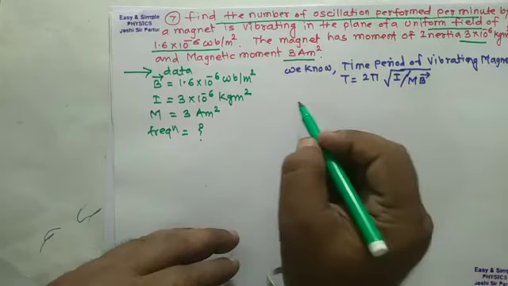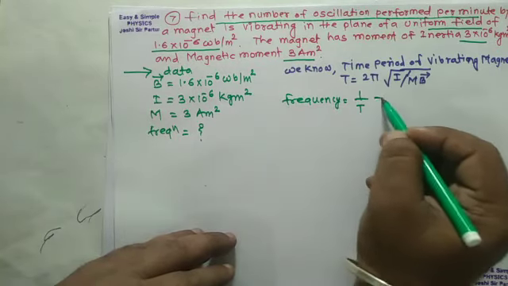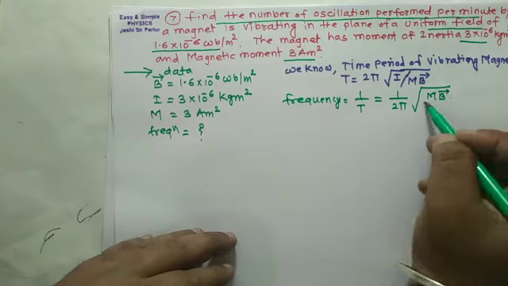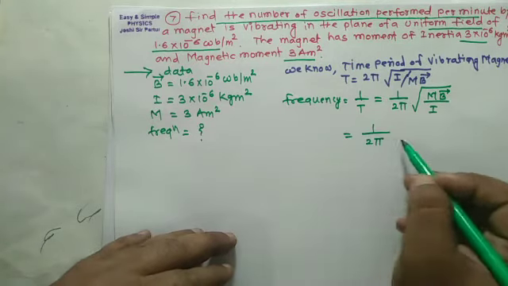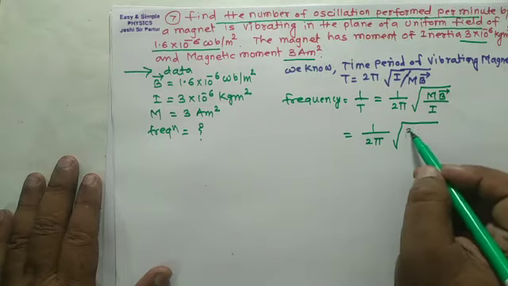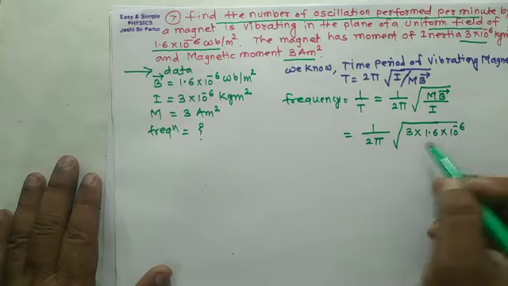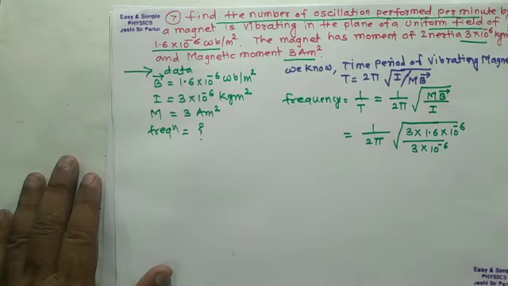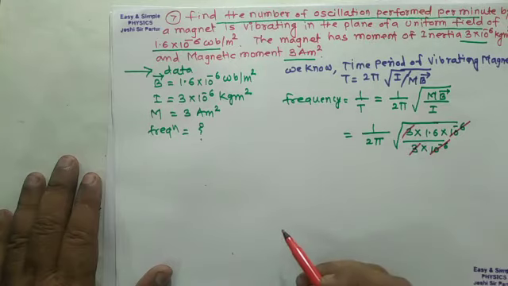We can calculate frequency, that is equal to 1 upon T, which will be 1 upon 2 pi square root of mB upon I. So it will be 1 upon 2 pi square root of m, which has value 3 multiplied by 1.6 multiplied by 10 to the power minus 6, divided by 3 multiplied by 10 to the power minus 6. What happens? 10 to the power minus 6 gets cancelled, 3 gets cancelled.